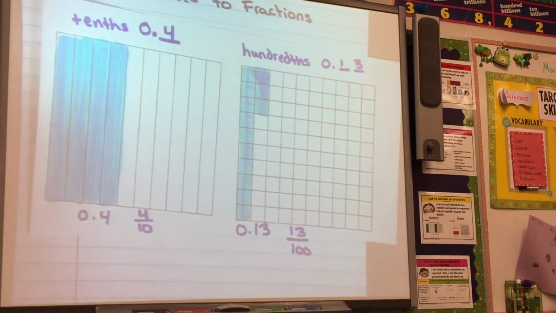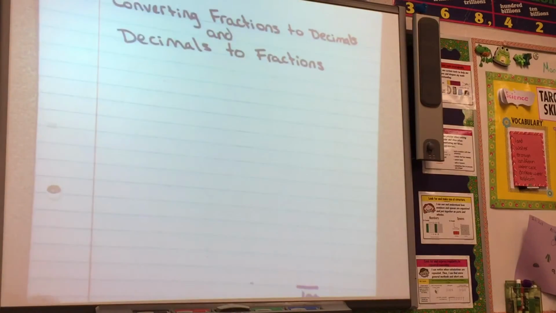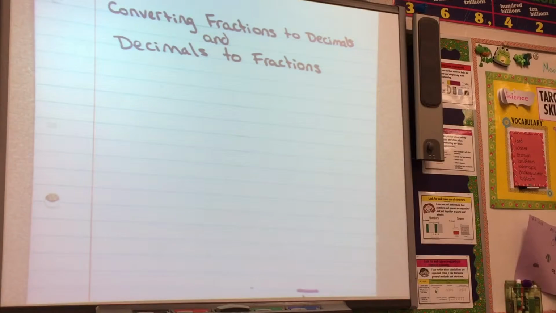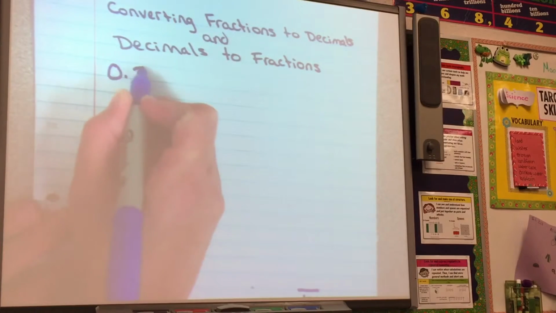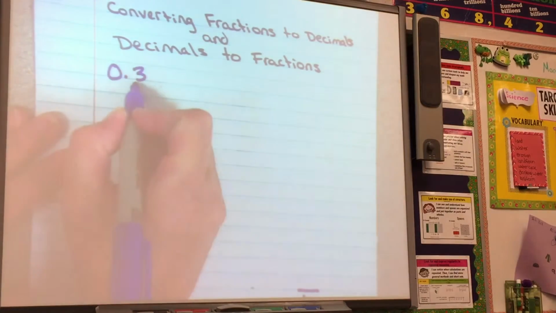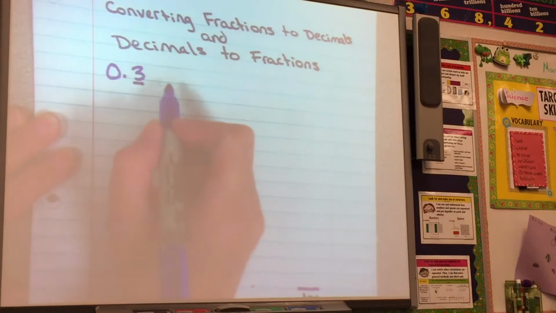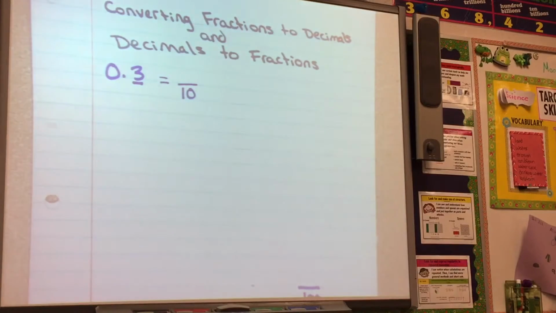Alright, so now let's just look at some decimals to fractions now that I've given you a visual. So let's say we have 3 tenths. The decimal form is 0.3. If I want to write that as a fraction, I've got one place after the decimal, so I know that's going to be out of tenths, because 10 tenths would equal 1 whole, and I have 3 tenths, so it would be 3 over 10.